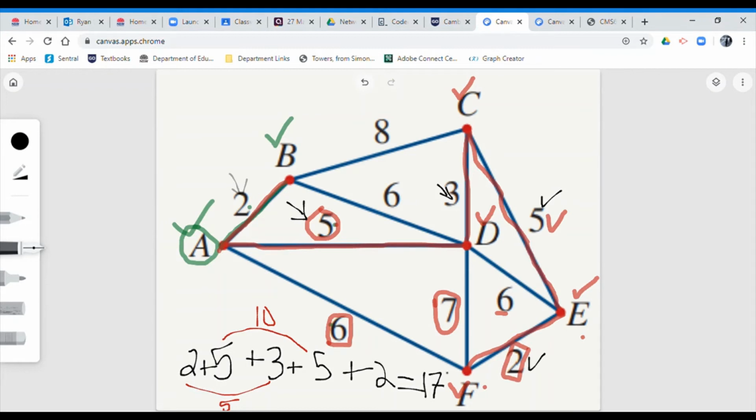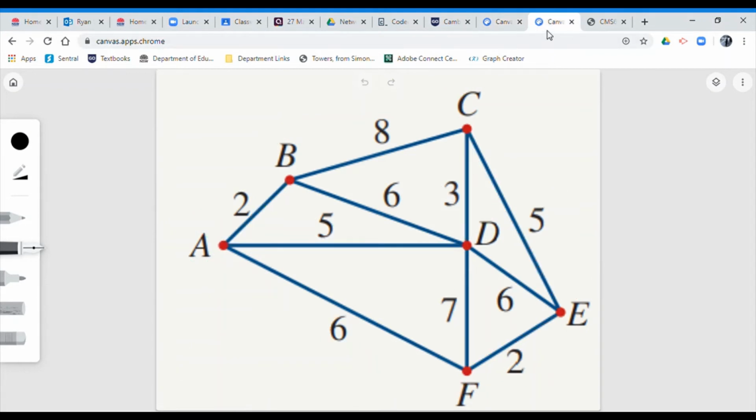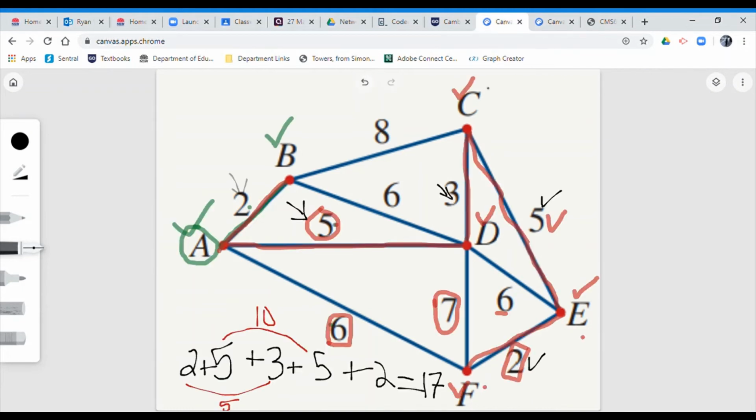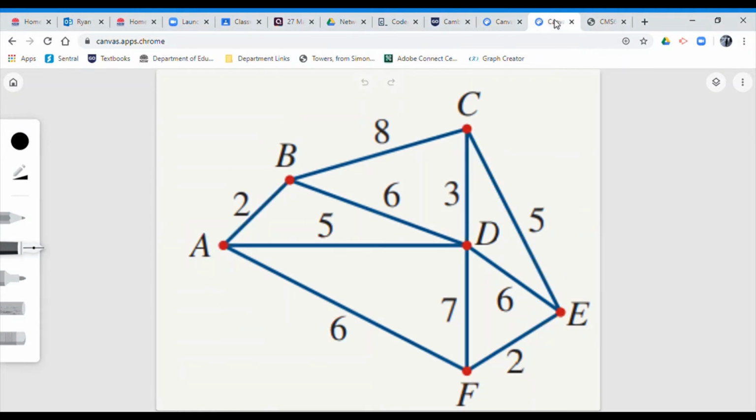There's another way to do this question. Now let's pull this up really quick. So there's another way to do this. If you're thinking, oh, that was too quick, there's our final answer. Sorry, I'll let you pause it if you need to take a look at that. Another way to do this question is using something called Prim's algorithm.